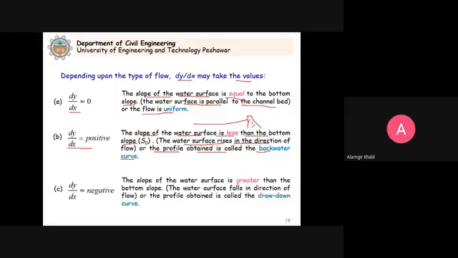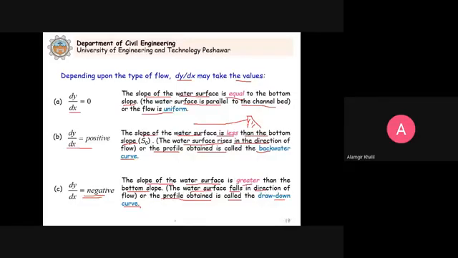And also it is possible that dy by dx is negative. How much negative? No, just the sign, negative. It means that the slope of the water surface is greater than the bottom slope. The water surface falls in the direction of flow, and the profile obtained is called the drawdown curve.